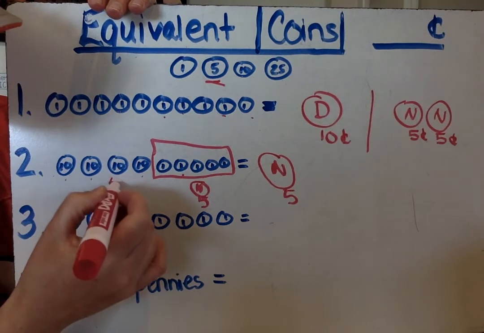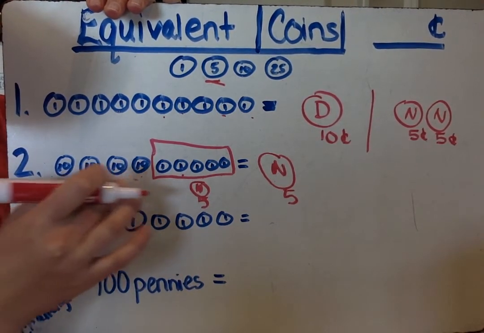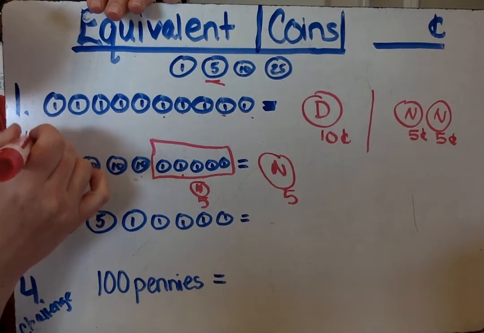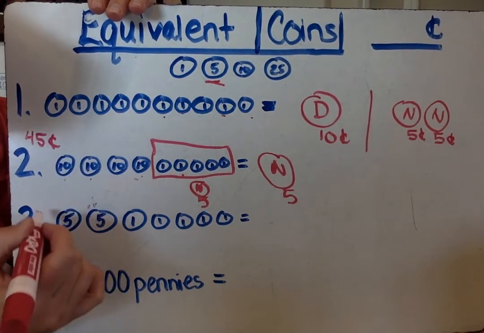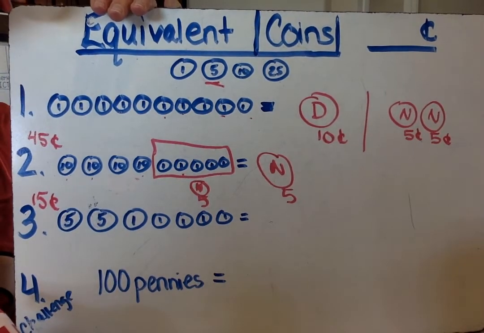Here you have, oopsies, I don't want to write that there, that's kind of confusing. Here you have 45 cents. Here you have 15 cents to figure out what you can trade for.